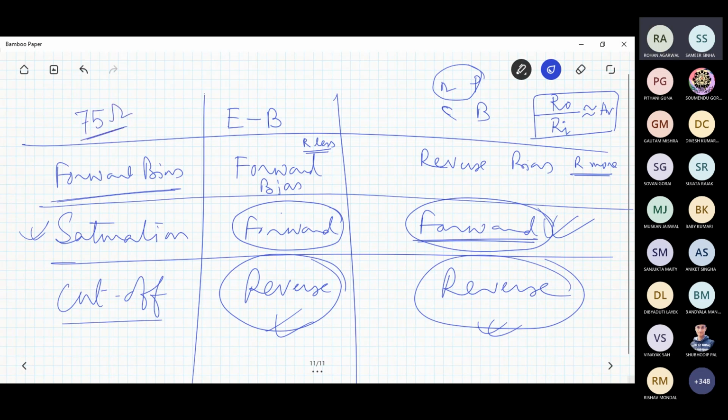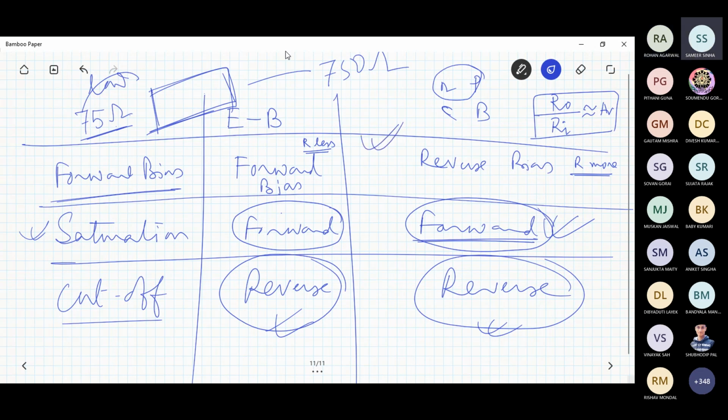Now let's say your 75 ohm is coming and this side is, let's say, 750 ohm. There is a unit called an impedance matcher. This side is low. You understand? I am telling you where exactly you can apply this. Forget about this amplifier, the amplifier story ends here itself. This side is high. Which one will you choose for this case? The first one.